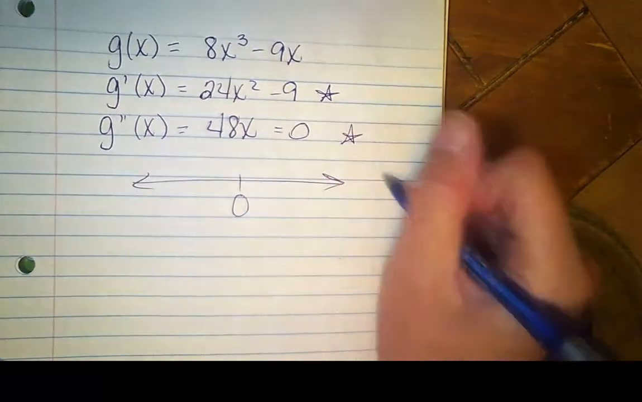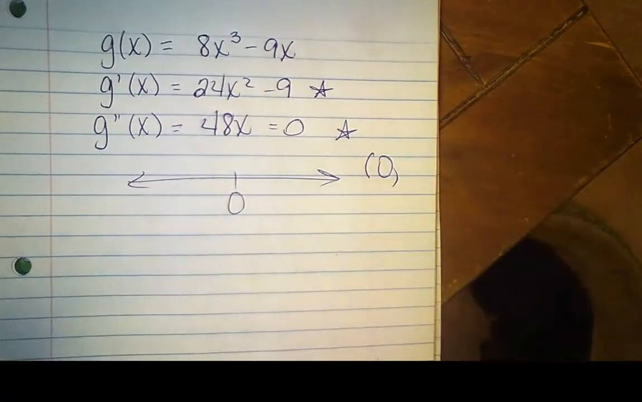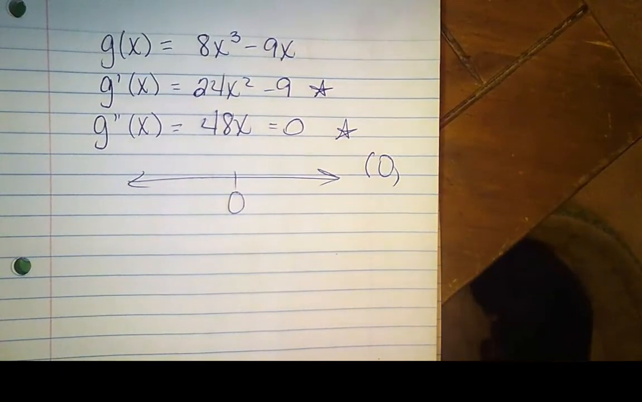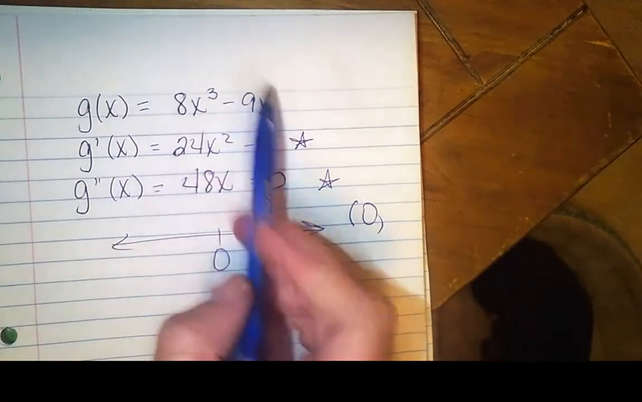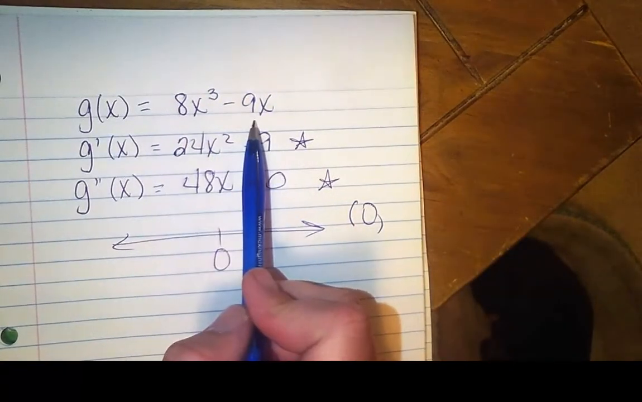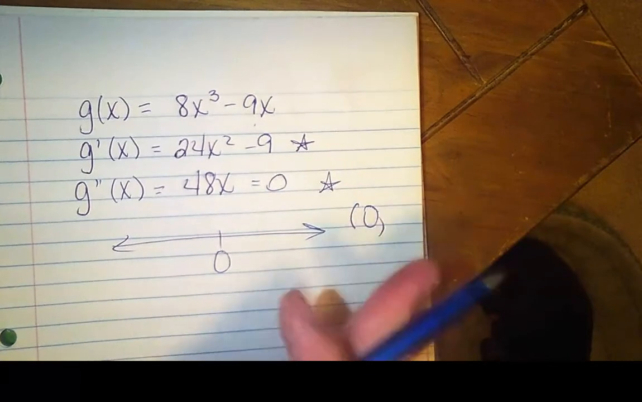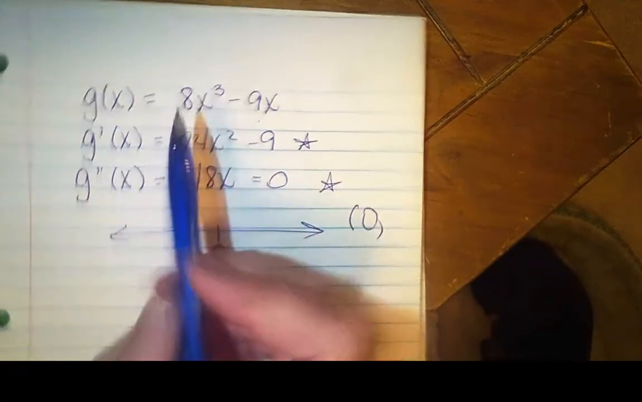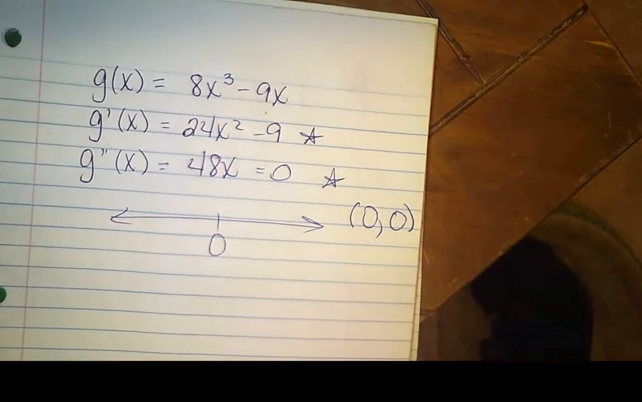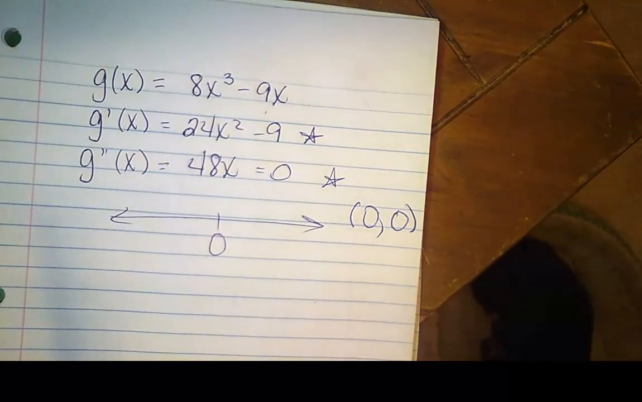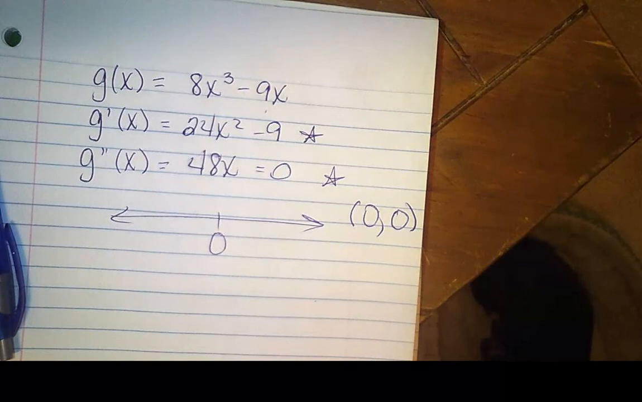So now what do I want to do? I want to find the actual coordinates of the point of inflection. So I'm going to evaluate my original function at 0 because I need a y-coordinate. Anytime you need a y-coordinate, go back to the original equation. So 8 times 0 minus 9 times 0 is 0. So that is 4.2.